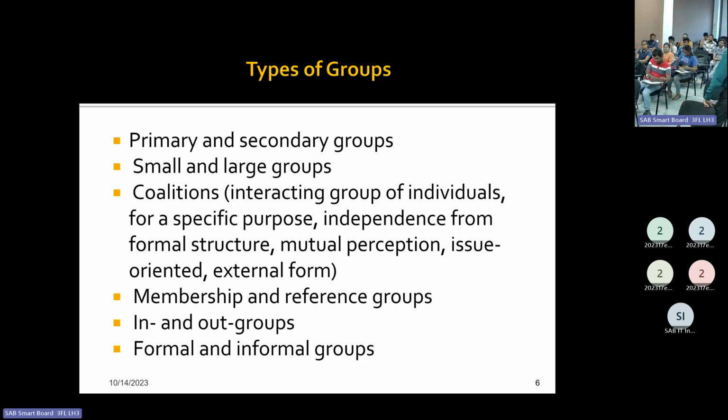In an organization also, there can be membership groups, like welfare societies, sports societies, mutual funds. Then reference groups can be considered to explain or compare the behaviors of different groups, but that is highly used in marketing and consumer behavior also.